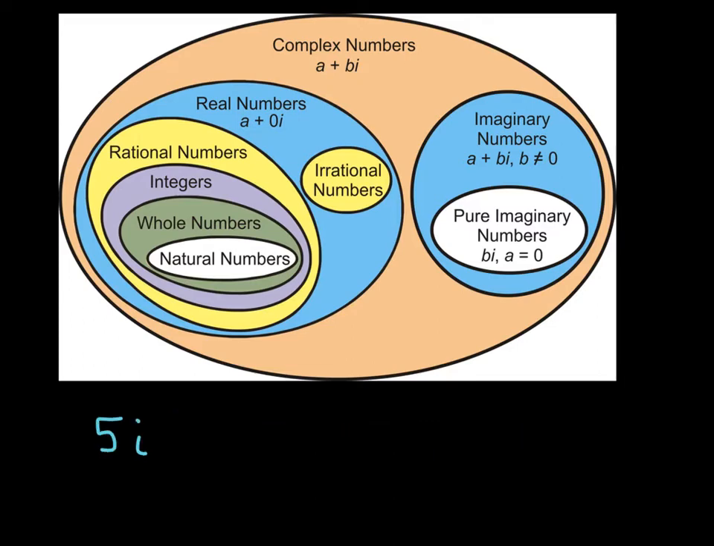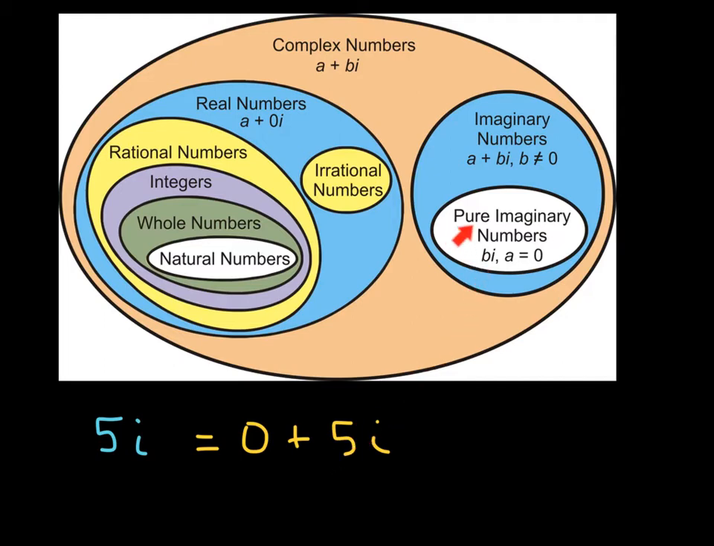Now, what kind of number is this? 5i. This is imaginary. Yes, it's an imaginary number. It's also considered a complex number, and you can also call it a pure imaginary number because, watch this everybody, you can rewrite 5i as 0 plus 5i. So 5i is just the complex number whose real part is 0. That's why you didn't see it. The real part is 0 and the imaginary part is 5.